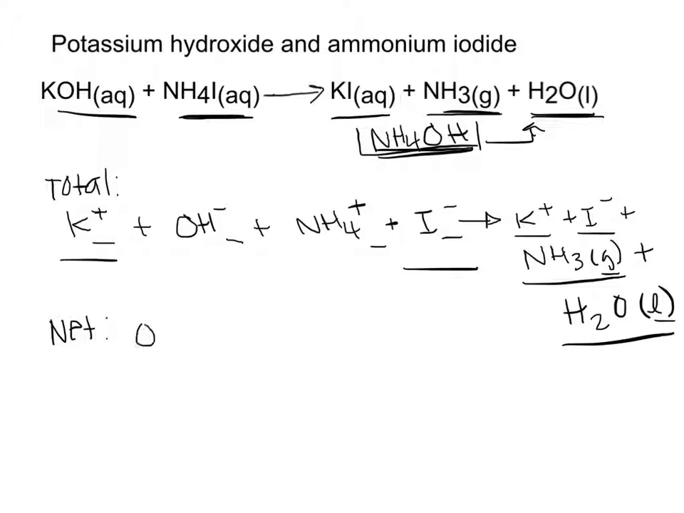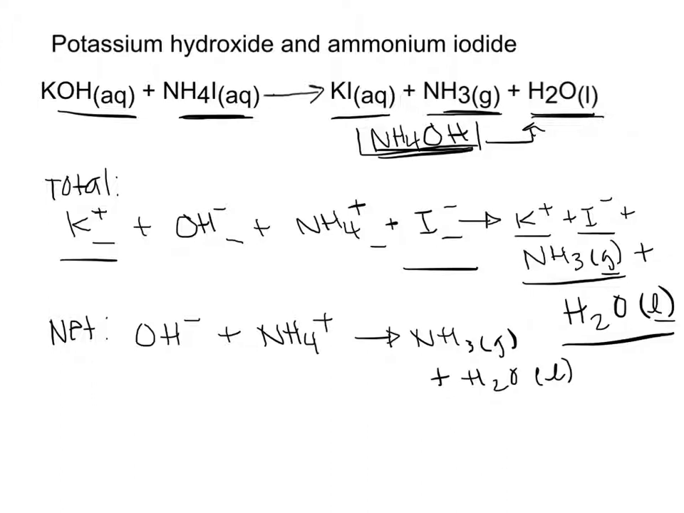So our net ionic equation is really only going to have hydroxide ions plus ammonium ions, and that's going to yield our NH3 gas plus H2O liquid. Okay. Now, as far as the conductivity, this is a weak base. So again, if we had our solubility rules nearby, we would know that this is a weak base, and therefore we know this is going to be a weak electrolyte.